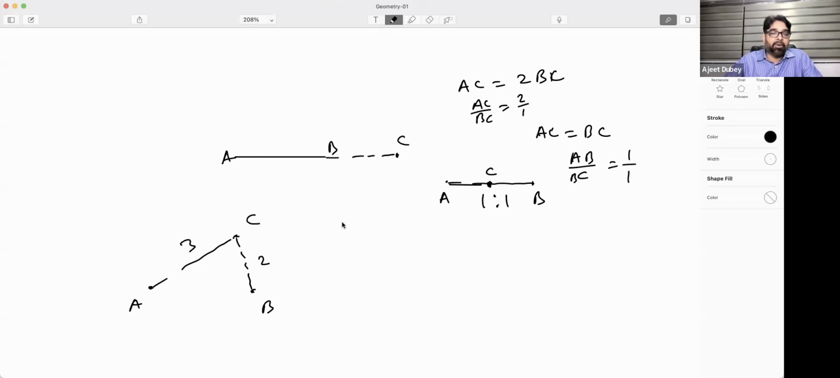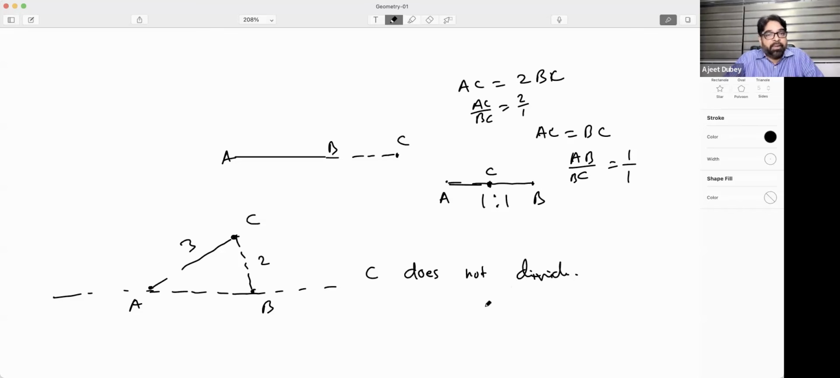Yes, sir. Okay. Tell me, C divides internally or externally? Externally. So it doesn't divide, sir. Yes, C does not divide. Reason: any point which divides A and B must lie on the line joining A and B. See, if you join A and B, C does not lie on this line. So C does not divide.